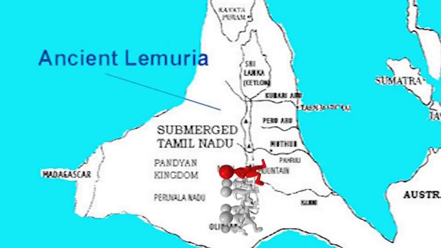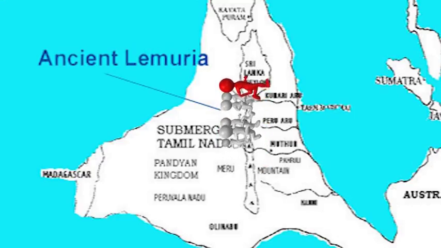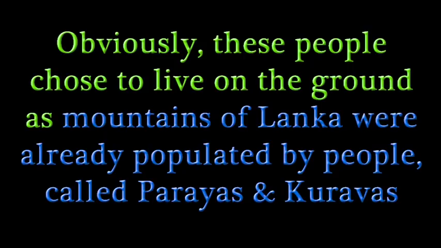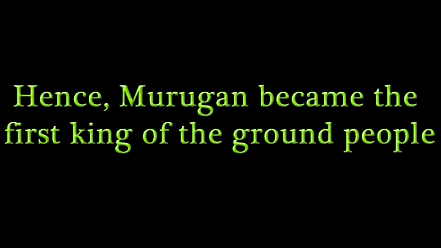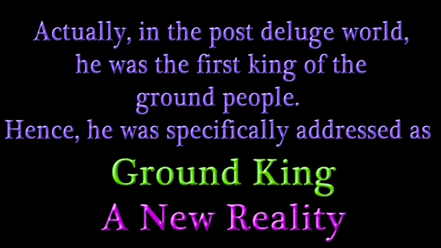However, Murugan migrated to the Lankan region along with the survivors of the deluge of the Kumari continent. Obviously, these people chose to live on the ground, as the mountains of Lanka were already populated by people called Parayas and Kauravas. Hence, Murugan became the first king of the ground people. Actually, in the post-deluge world, he was the first king of the ground people. Hence, he was specifically addressed as the ground king, a new reality.